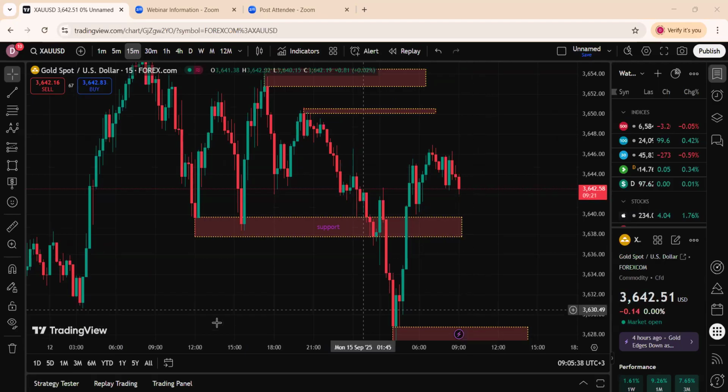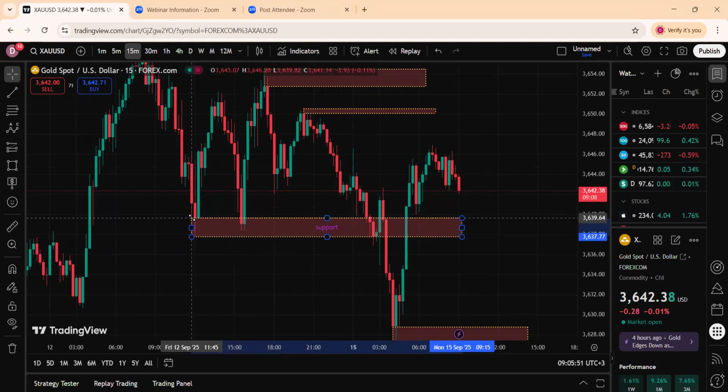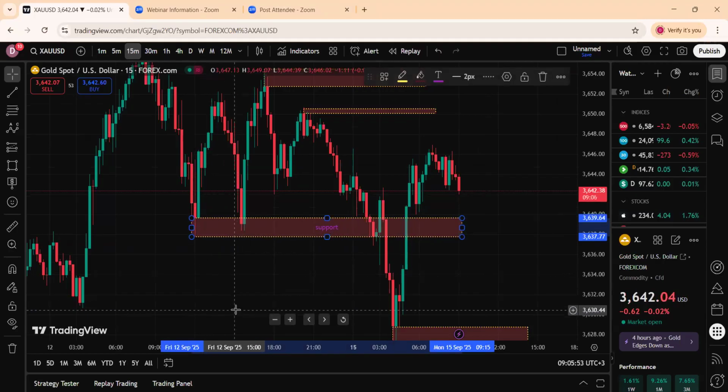So that's how you can identify your support, Patrick. That's how you can identify your support and your resistance. So you look at the tallest wick. This is the tallest wick, this one here. That's why we drew that tallest wick only, not the body.